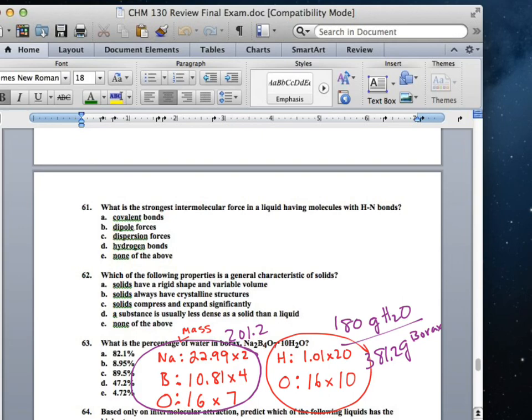Okay. Which of the following properties is a general characteristic of solids? Probably the only question I would not write anything for, and I would also probably skip. Any ideas why I might skip this question? Nope. Actually, I don't know that. It could be on the test.